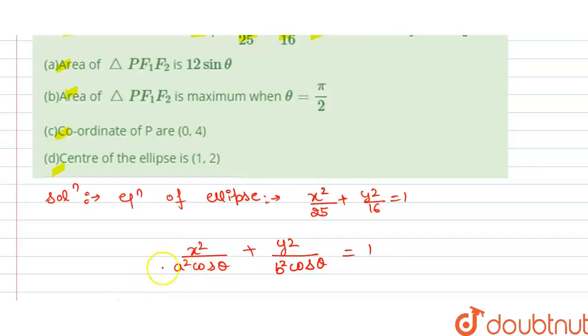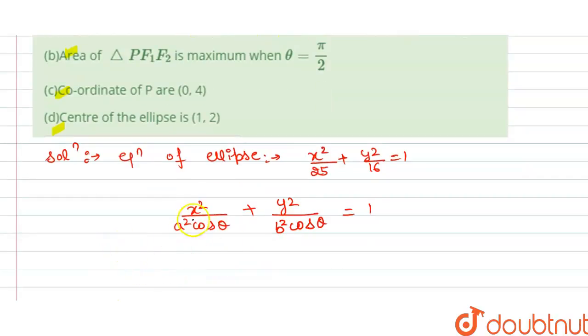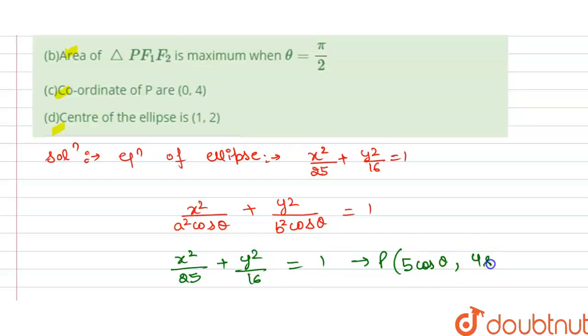From here we can write a as 5 and b as 4, so we can write x square divided by 25 plus y square divided by 16 is equal to 1. So we have the point P as 5 cos theta and 4 sin theta.